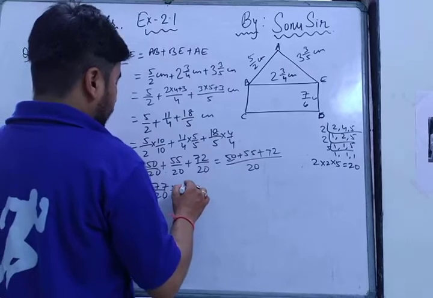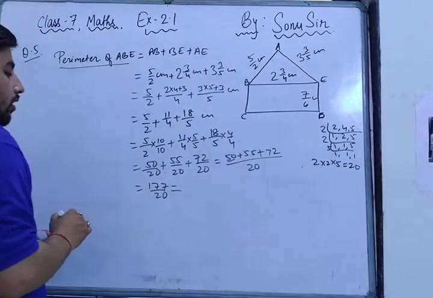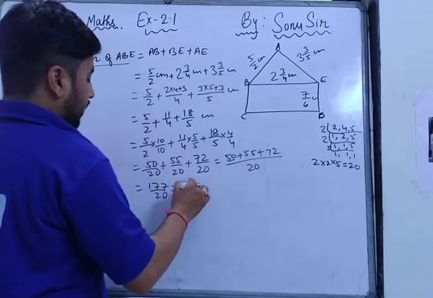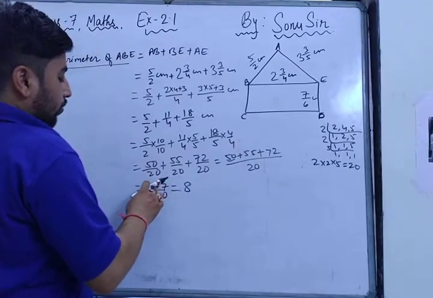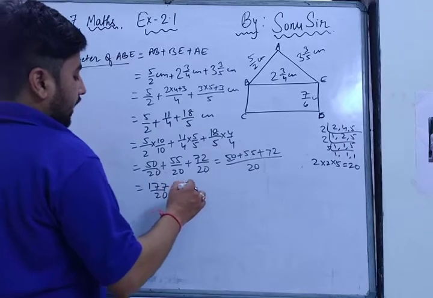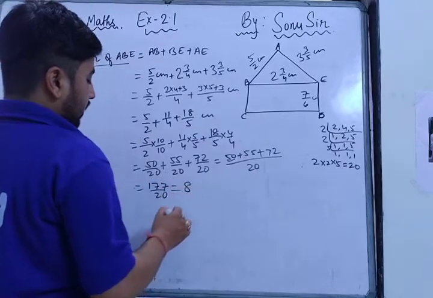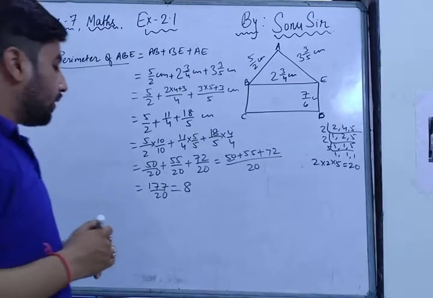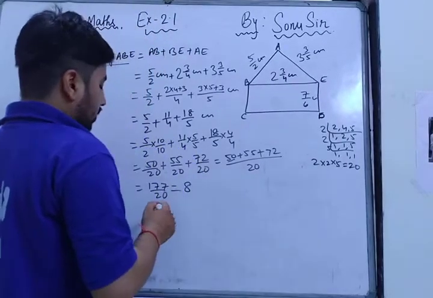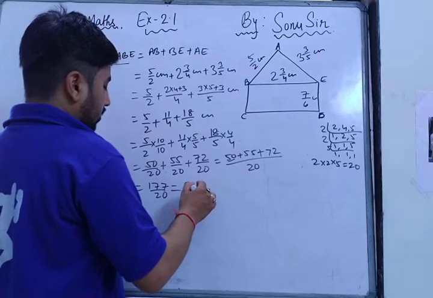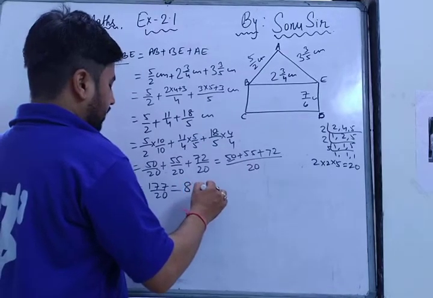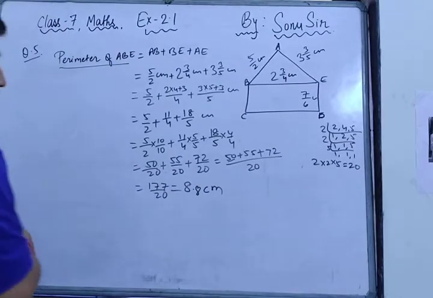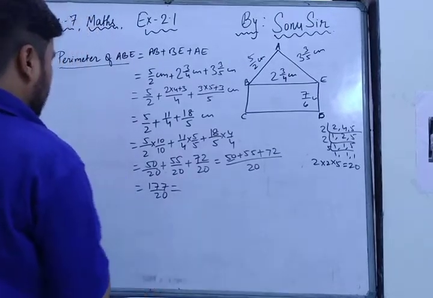You can also write it as a mixed fraction by dividing 177 by 20. 20 8s are 160. So it is 8.85 centimeter. If you want to write it as a mixed fraction, let's see how you will write it.